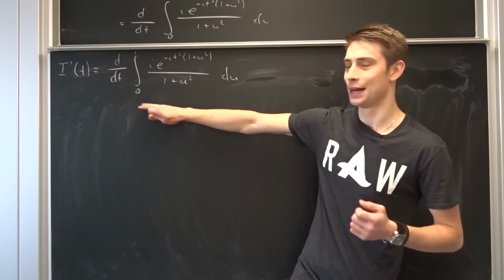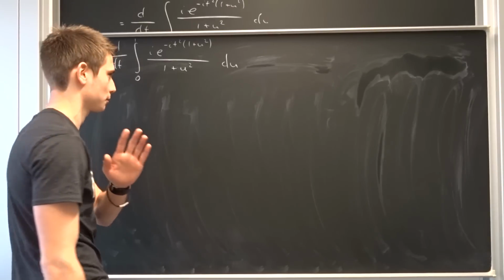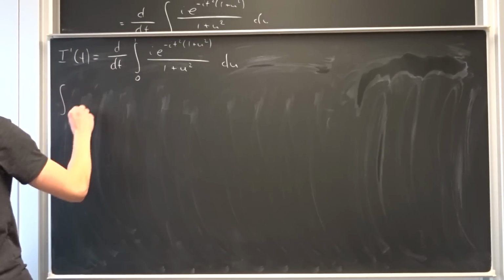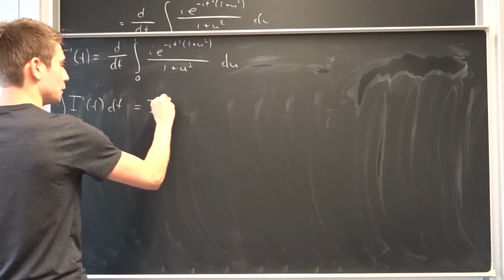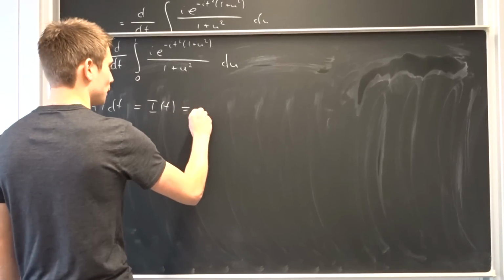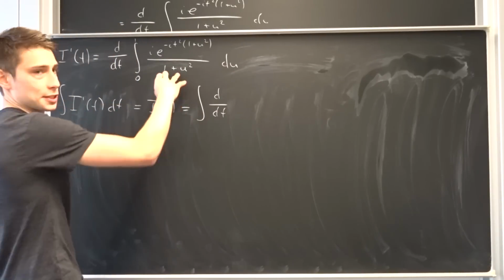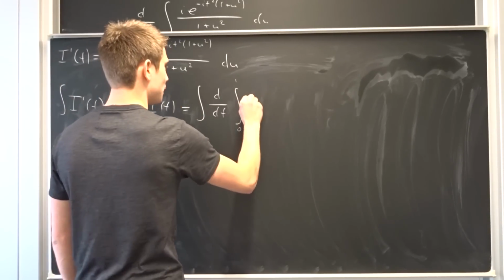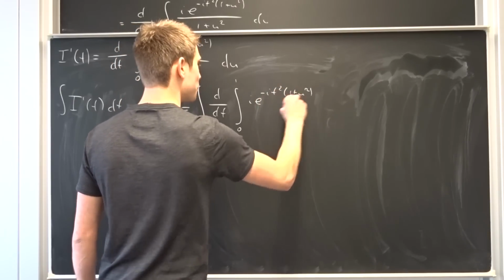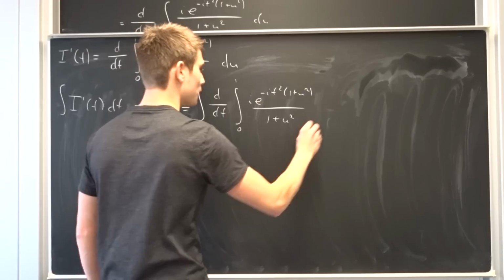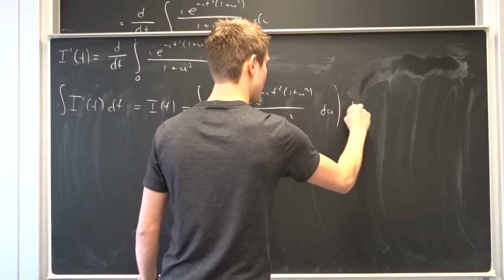Let's integrate this one. So what happens if we integrate I prime of t? That means we end up with I of t. Okay, so that means we have to integrate the right side. So that's the integral of d over dt of this whole chunk: 0 to 1, i times e to the minus i t squared (1 plus u squared) over 1 plus u squared times du, and I'm going to put parentheses right here, times dt.